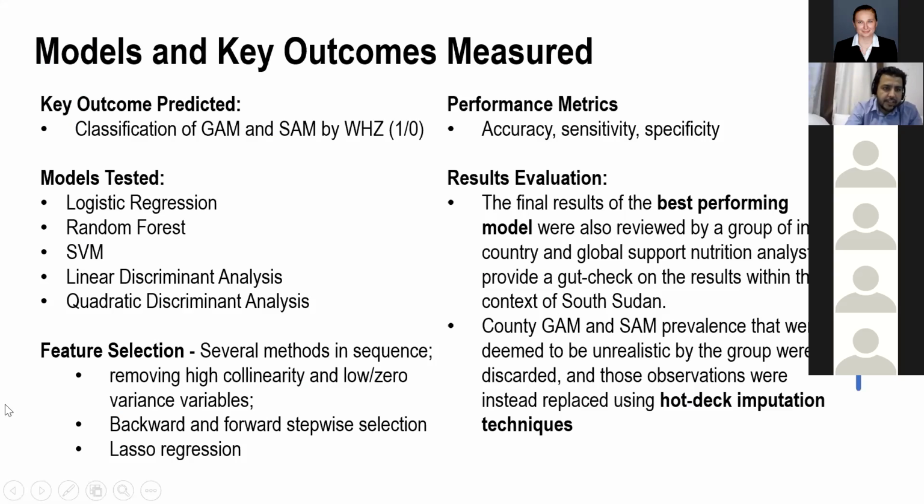For feature selection, I think this was a bit of an uphill task for us. In our data set we had more than 130 variables, so we applied different techniques. First we removed variables with high collinearity, and then we did backward and forward stepwise selection. Again, the number of variables was still high.